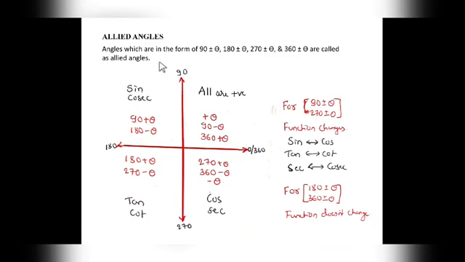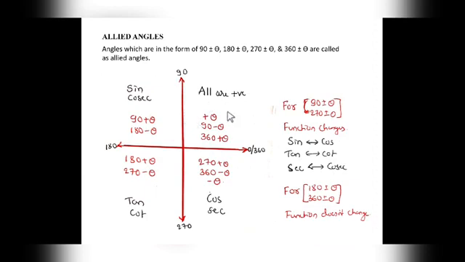Now, to solve any problem based on allied angles, we need to remember this chart. This chart is very important to solve the allied angles. Here we have divided a plane into 4 quadrants. In the first quadrant, we have plus theta, 90 minus theta, 360 plus theta. In the second quadrant, we have 90 plus theta, 180 minus theta. In the third quadrant, we have 180 plus theta, 270 minus theta, and in the last, that is the fourth quadrant, 270 plus theta, 360 minus theta, and minus theta.